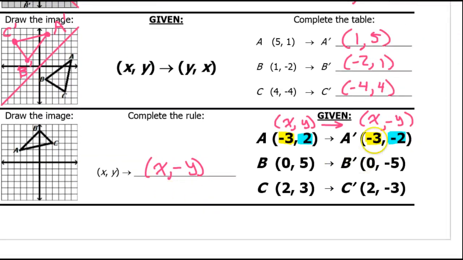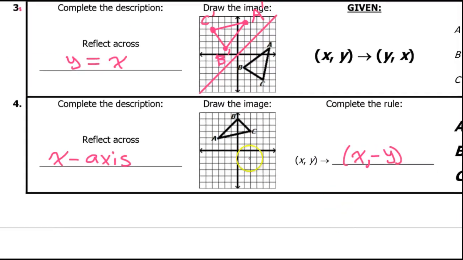I mean, I could simply plot these points, A prime, B prime, C prime, but it's actually easier just to use your common sense. Here's the x-axis going horizontally. A is 2 above the line, so A prime will be 2 below the line. C is 3 above the line, so if I go 3 below the line, that will be C prime. And B is 5 above the line, so if I go 5 below the line, then that will be B prime.